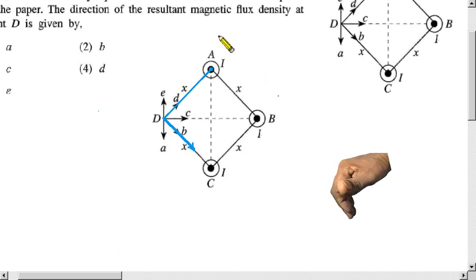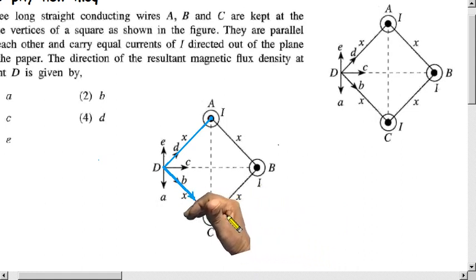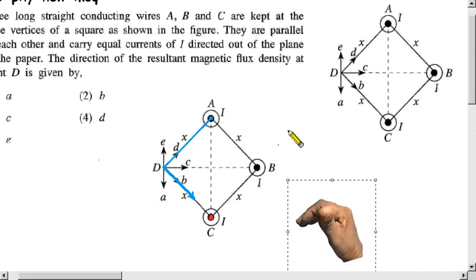Now let us try this wire C. So let us place our right hand thumb on the wire C, so that the thumb is directed to the direction of the current. Current is coming out of the paper, so the thumb is also directed out of the paper. So at point D, the small fingers are directed this way, away from D. So we have to mark the direction of magnetic flux density like this, away.